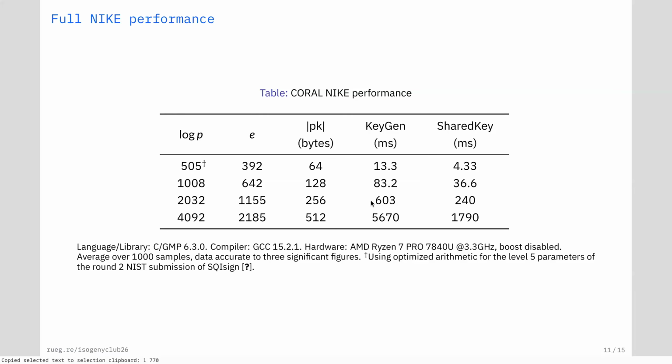In our defense, if we had to defend ourselves, so to speak, a NIKE is often used for long-term secrets. NIKEs usually have long-term secrets. Ephemeral NIKEs could be replaced with KEMs, for example. And so having a longer keygen is maybe okay.